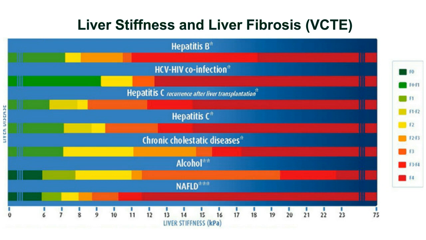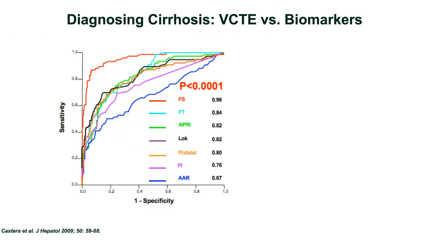So how do these tests compare? This was a study that looked at transient elastography, or FibroScan, to diagnose cirrhosis, and it was compared to a group of biomarkers in 298 individuals who had liver biopsy data. What you can see is that elastography was actually superior to biomarker panels, including FibroTest, the AST-platelet ratio index, the platelet count, a variety of biomarker panels, and it was able to accurately diagnose cirrhosis.